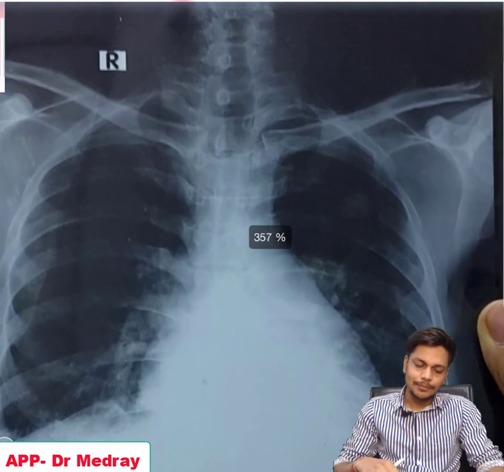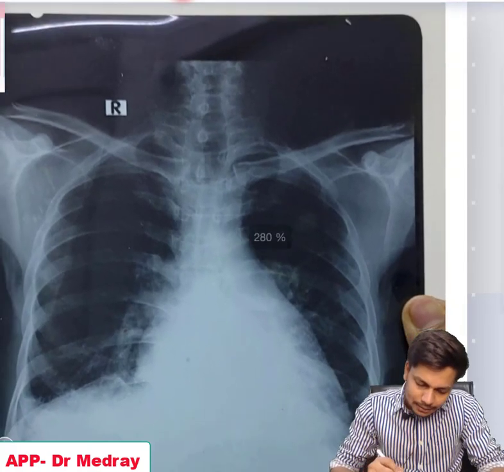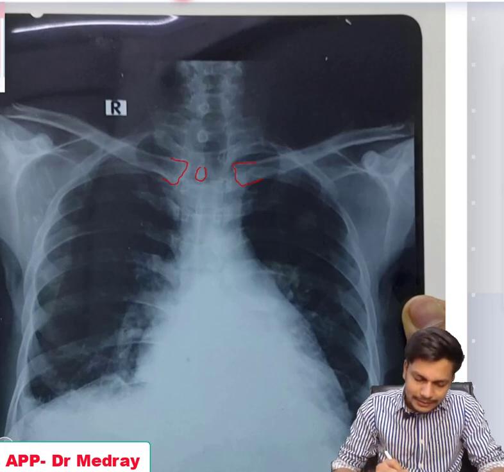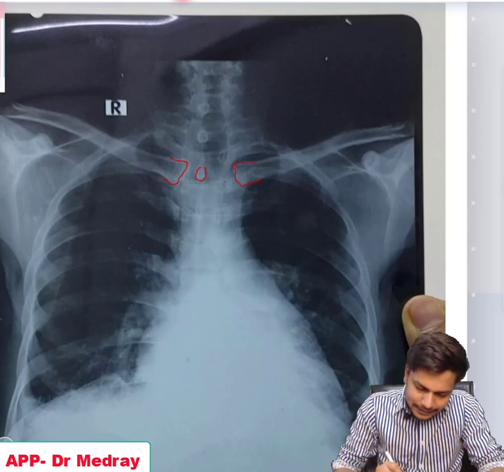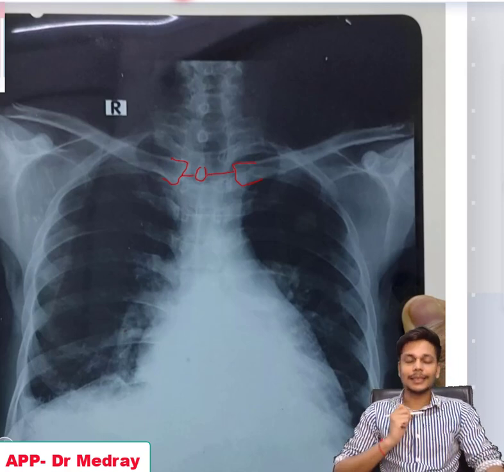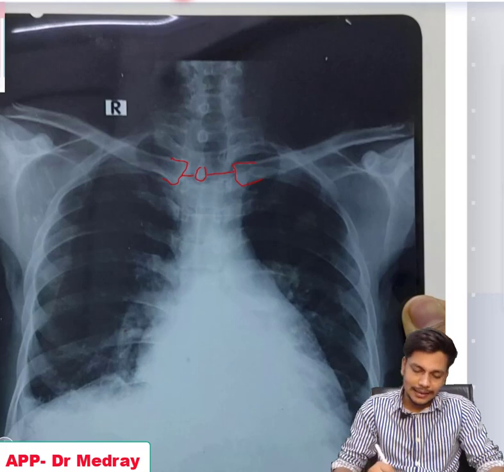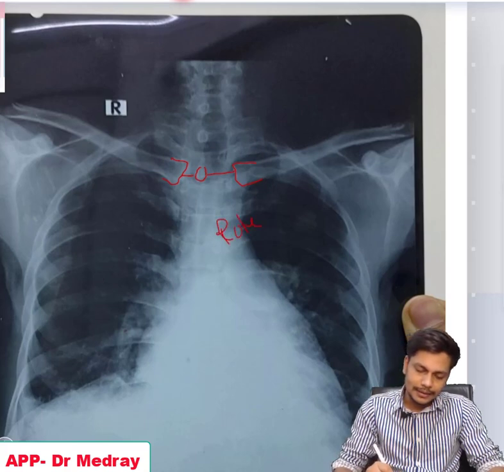So you see in this image, can you appreciate that this is a spinous process? This is the medial end of the right clavicle and this is the medial end of the left clavicle. Now see, the distance on the right side is less compared to the left side. So this X-ray is not well centered. This is a rotated film.